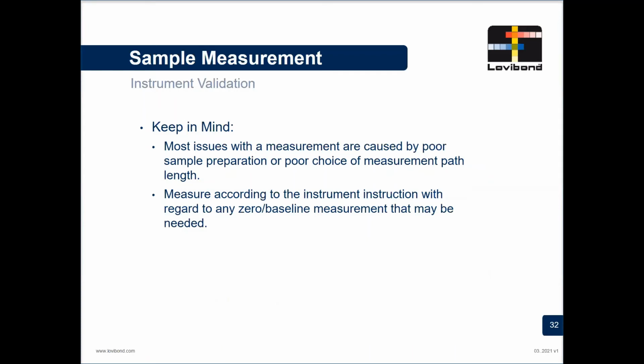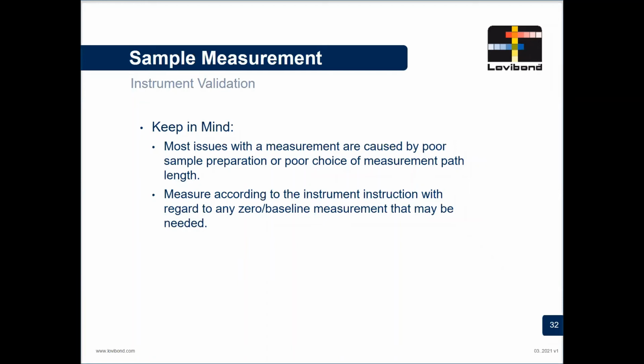So, most issues that we come across are going to be due to poor sample preparation or poor choice of our path length. So we might be choosing too short a path length, too long a path length, depending on whether our sample is dark or light. We should also be measuring according to the instrument instructions. Now, if we go to an electronic instrument, the manufacturer will have put in their instructions how we should do any zero or baseline measurement. That might be with the lid open, say, it might be with the lid shut, might be with something in there, might not be.